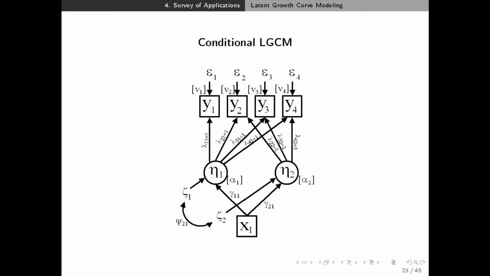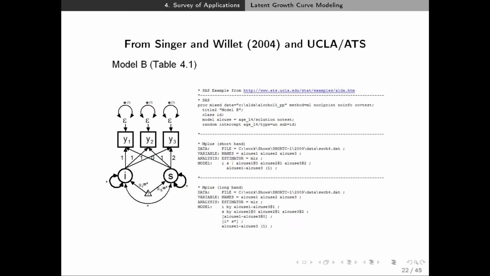and we can introduce covariates into that model by adding a column of data that has covariate data and regress outcomes or growth factors on covariates and look at how variability in slopes and intercepts changes with a covariate. This model to this point is exactly the same as the SAS proc mixed model.